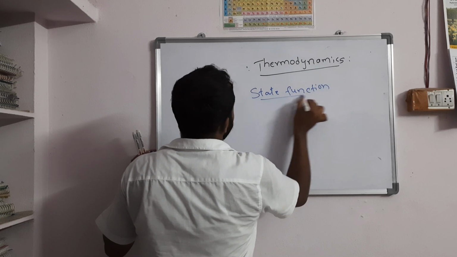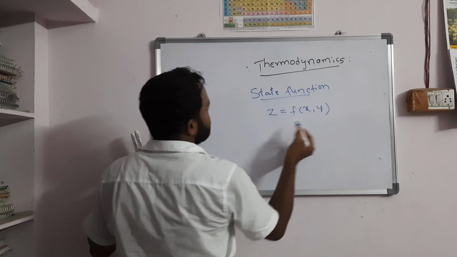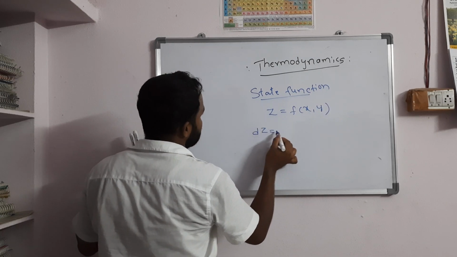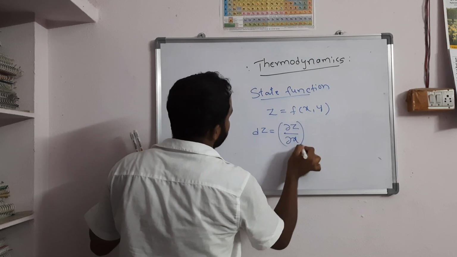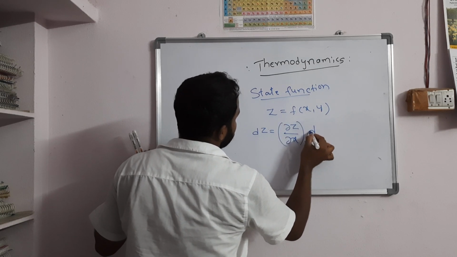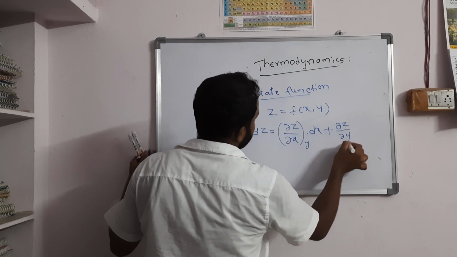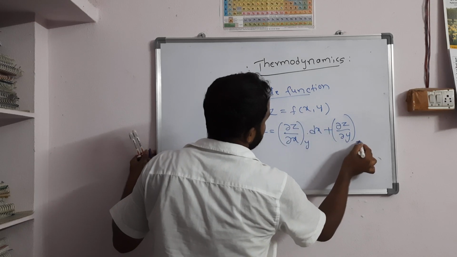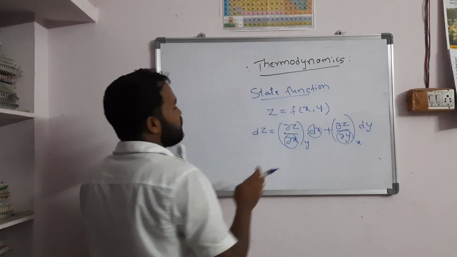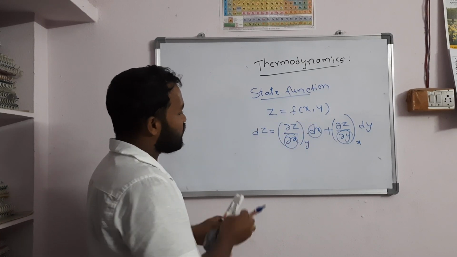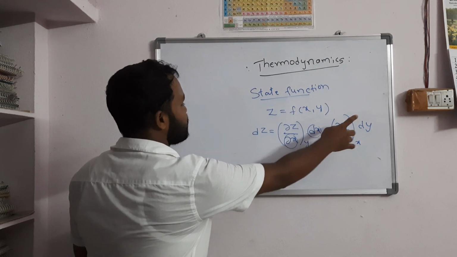So for example, if z is a function of x comma y, simply we can write dz is equal to dou z by dou x at constant y into dx plus dou z by dou y at constant x into dy. So z is a function of x comma y, dz is written as dou z by dou x at y into dx plus dou z by dou y at x into dy.